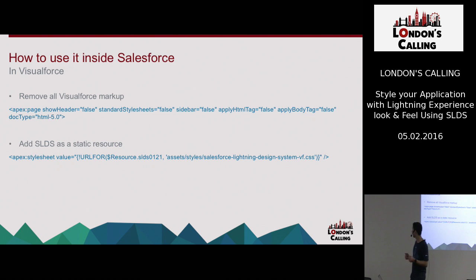with one important thing: in your Apex page tag, you need to remove all the markup that Salesforce usually generates. So you remove the body, the sidebar, the header, etc., to be sure that there is nothing from the standard style sheet from Salesforce, so that you start from a fresh and empty page. And the second thing is to add the SLDS static resource.